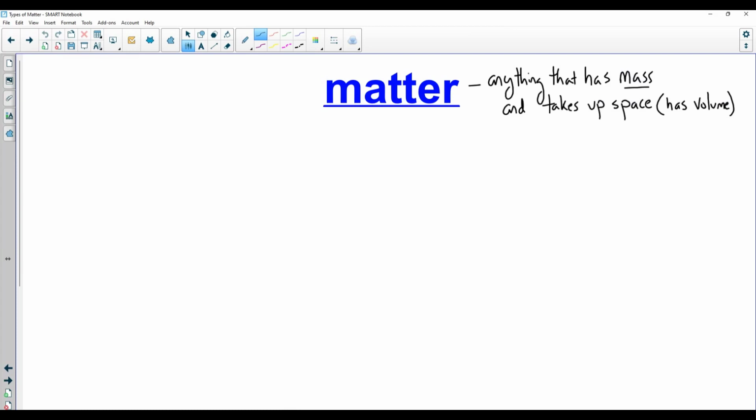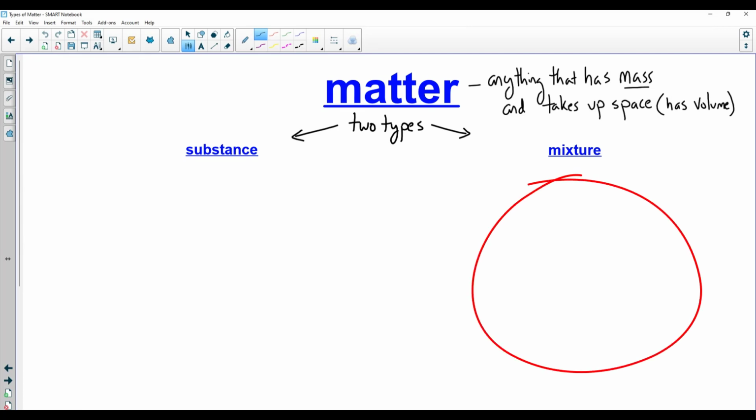Now, if you're wondering what isn't matter, a good answer is energy, and we'll probably learn about a couple of forms of energy in this class later on. Now, there are two broad categories of matter, and those are substances and mixtures. We're going to look first at substances, but be sure to save some room over here on your paper where we'll come back and fill in some about mixtures.